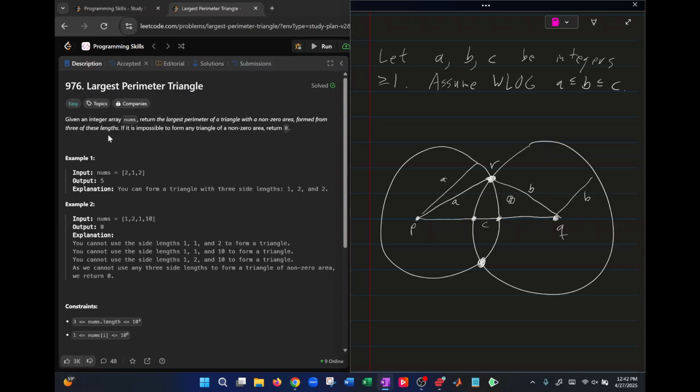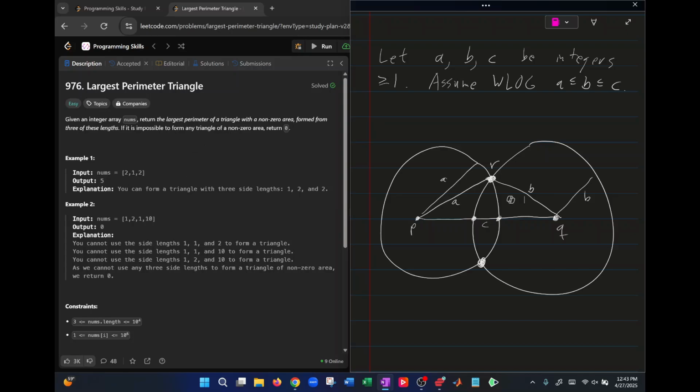And so then for our problem here, what we need to do is we need to look through all triples of entries of nums and check if the sum of the smaller two numbers is greater than the value of the largest of the three numbers. And if this is valid, then that is a triangle, and we need to take that perimeter length and output it.